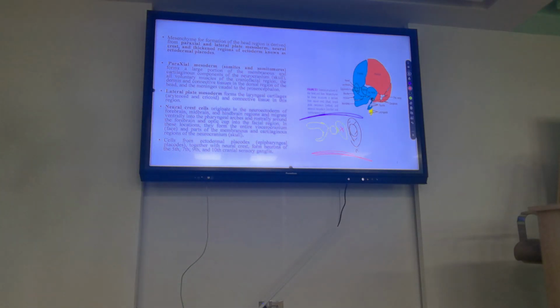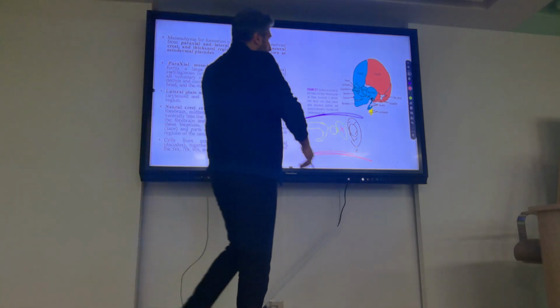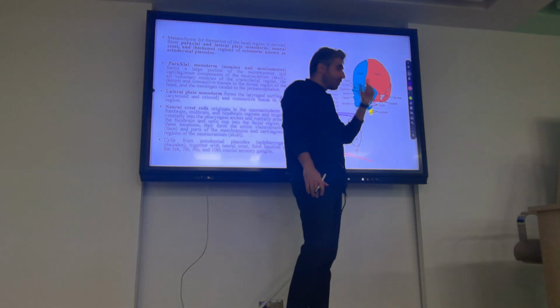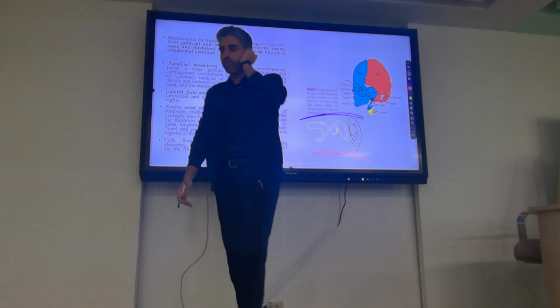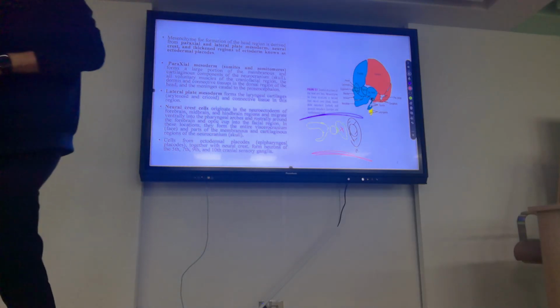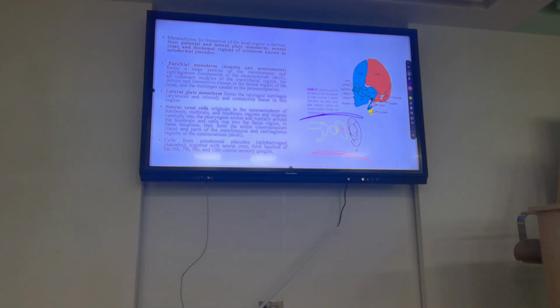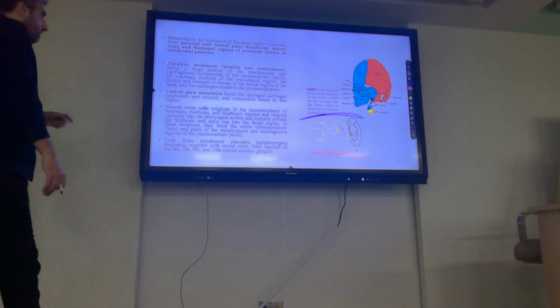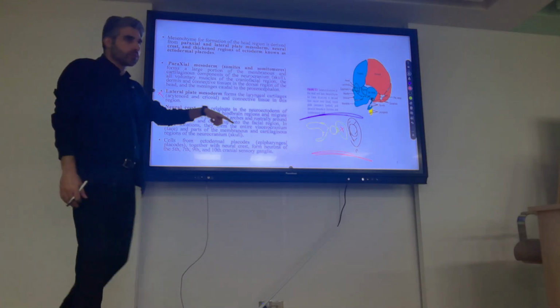So this one is paraxial mesoderm. Then it can make the vertebral column. It can make some bones in the skull. It can make ribs, paraxial mesoderm. So the red color in the skull, the posterior side of the skull, the origin of the bones is from paraxial mesoderm. The somites and somitomeres are here. And the last one is lateral plate mesoderm, this one.